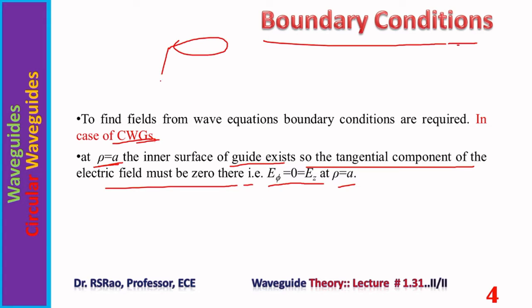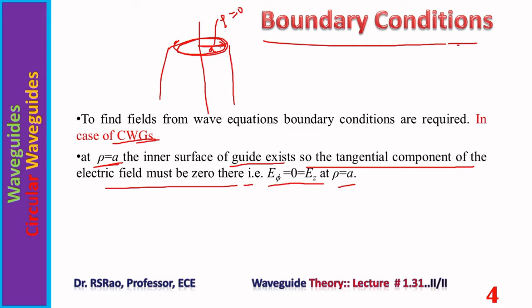See, we have placed the waveguide like this. This is Z. It is assumed that radius is A. This is rho. So at rho equal to A, what you have is inner surface of the conductor. This is conductor. The conductor is assumed to be perfect. Therefore, tangential component of electric field at the surface of a perfect conductor is 0.